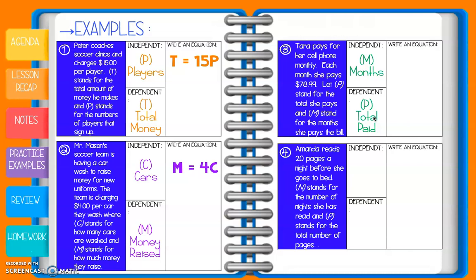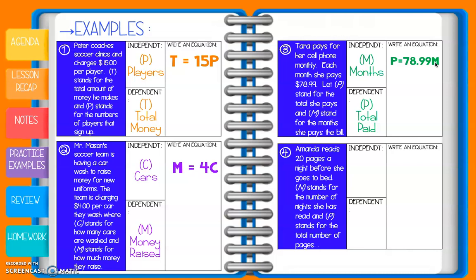Okay, so our equation is going to say the total amount that she pays equals $78.99 times however many months that she's paying for. So P, or the total amount she pays, is equal to $78.99 times however many months. So P equals $78.99 M.